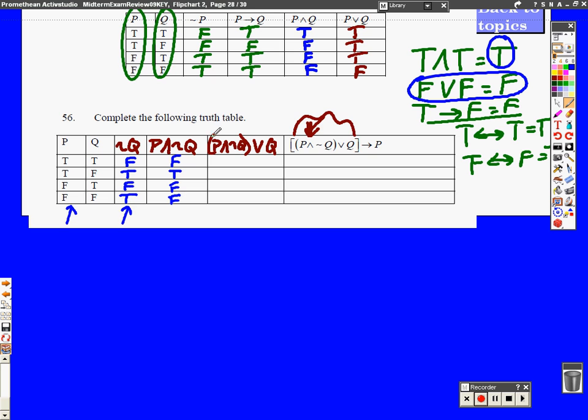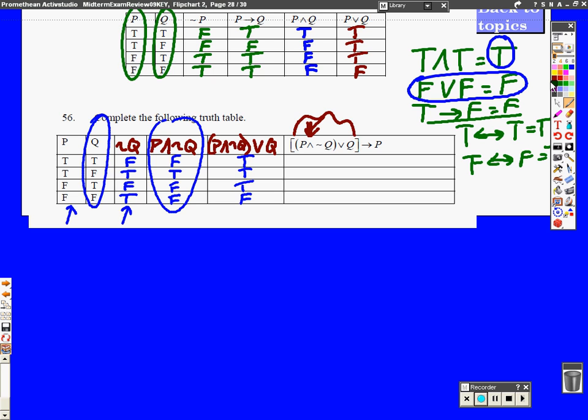To do this column, I'm looking at this column or the Q column. And the OR rule says I'm looking for where they are both false. So they are not both false, they are not both false, they are not both false. At the very end, they are both false. That's the one that's false. All the rest have to be true.